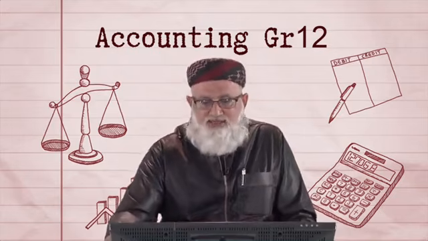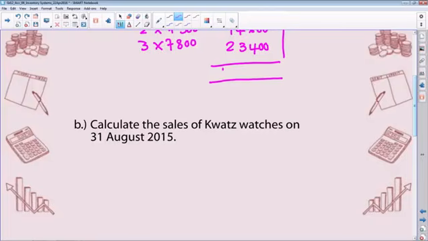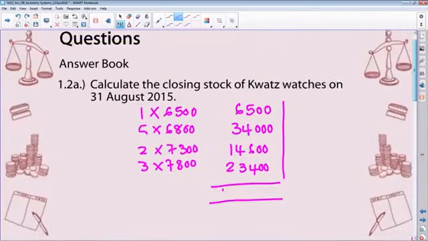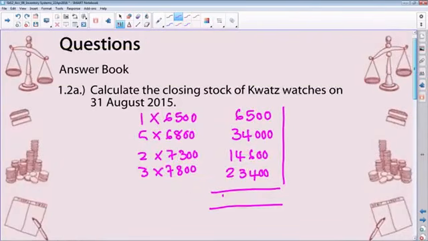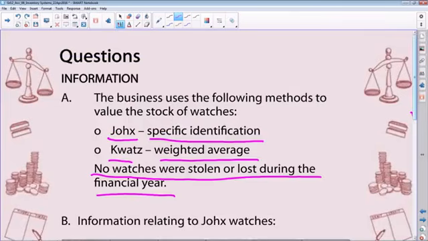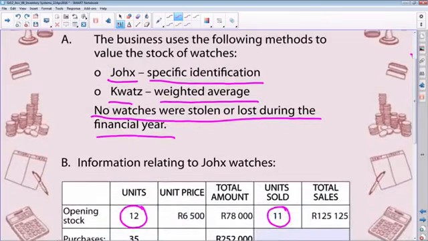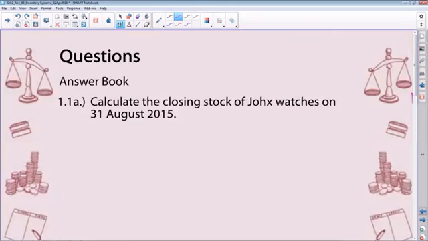Okay. Then we had to calculate the sales. I think we're working in the wrong place, but anyway, we can adjust our answer book. This was for our Jock's watches. It's just that we're working in the wrong answer book, but that's not too serious. As long as we know we're dealing with the Jock's watches here, and therefore, that was what we had to calculate.